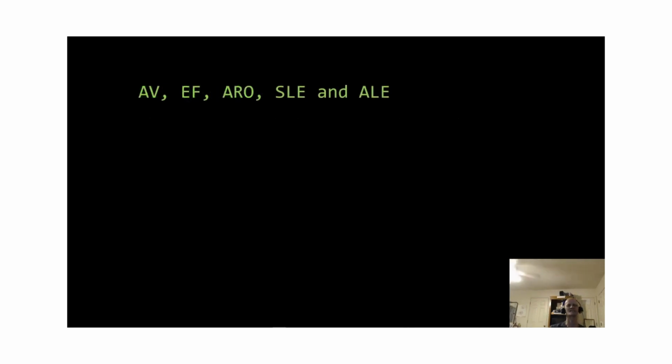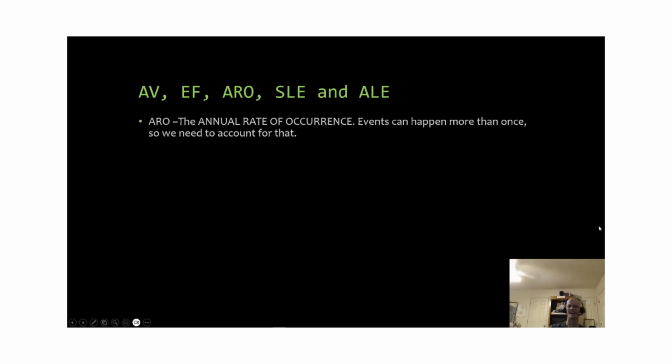Okay, so let's add some things onto it. We already talked about AV, EF, SLE, but how about ARO and ALE? Okay, so let's get into those. The ARO, the annual rate of occurrence. How many times can an event happen in 1 year? Breaches can happen more than once a year. So they can happen 2 times a year, 4 times a year. So in a question, if they give you that this could happen up to 4 times a year, they're giving you the annual rate of occurrence. That's going to change how much money we lose.